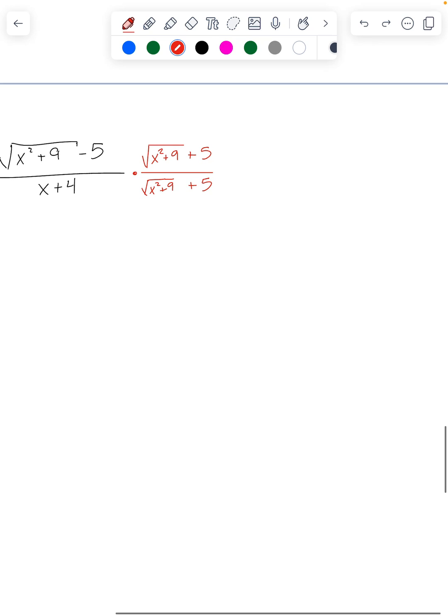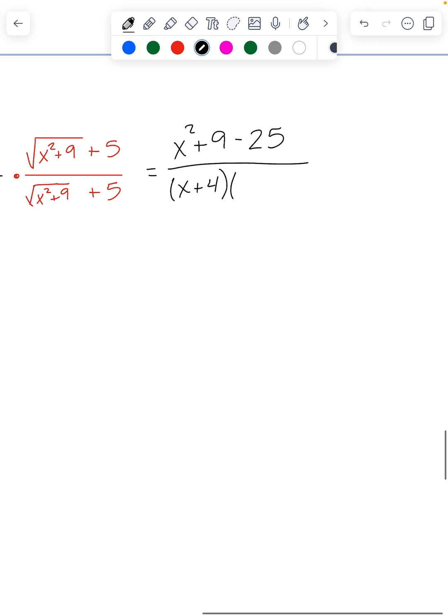So what happens here? I end up with x squared plus 9 minus 25 over, and again, we want to leave this undistributed. Do not distribute this through on the denominator, just copy it down, because it's going to come in handy later. So that would be what I get there.